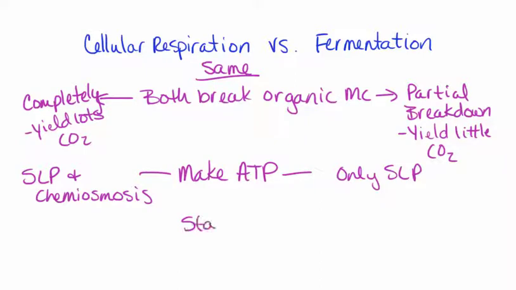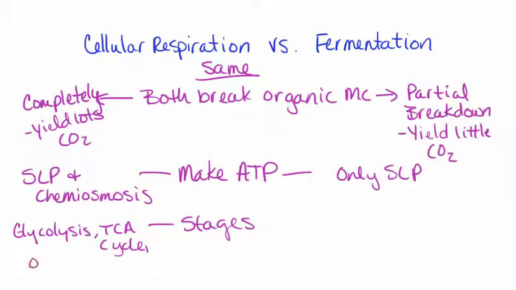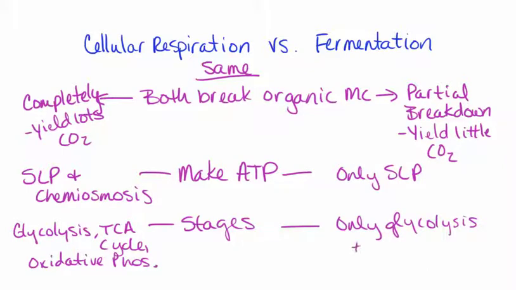If we talk about stages, cellular respiration uses 3 stages. We had glycolysis, the citric acid cycle or the TCA cycle, and then we also had the oxidative phosphorylation. In the case of fermentation, it is only glycolysis plus a few extra steps. And those few extra steps are going to be used to regenerate that NAD+.